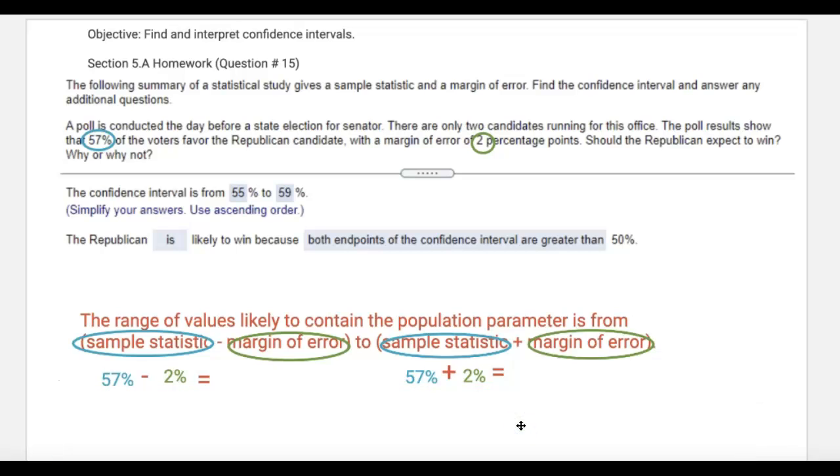So to do this, then that means I'm going to do 57% minus 2%, and that should give me 55%. Let me change this a little bit. And I'll do the same thing over here. 57% plus 2% would equal 59%.